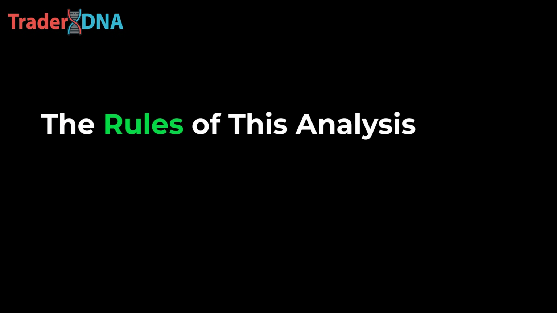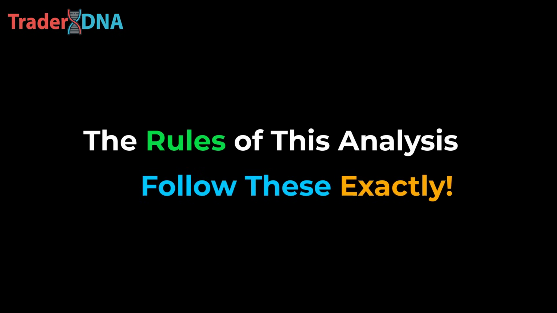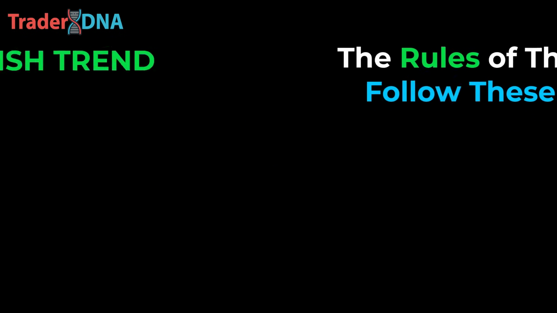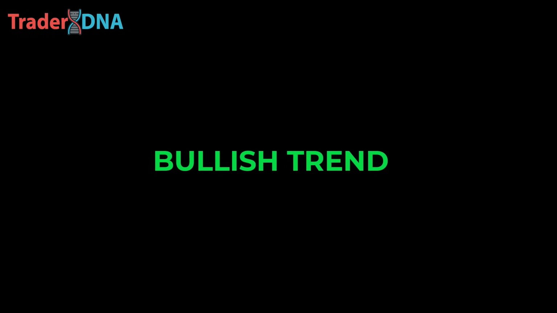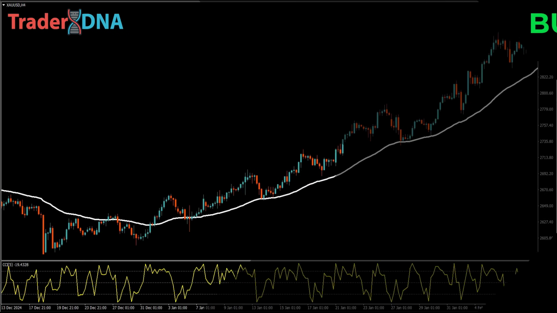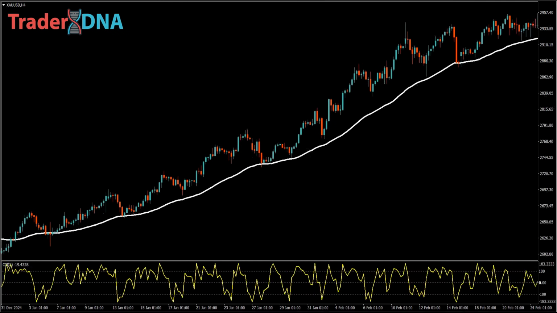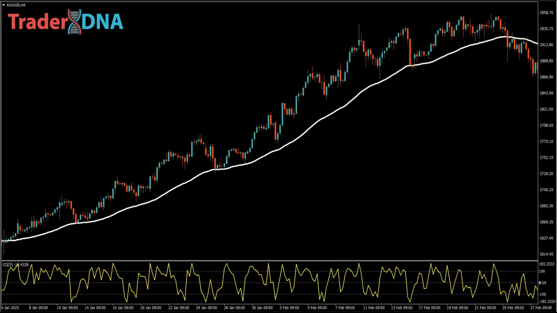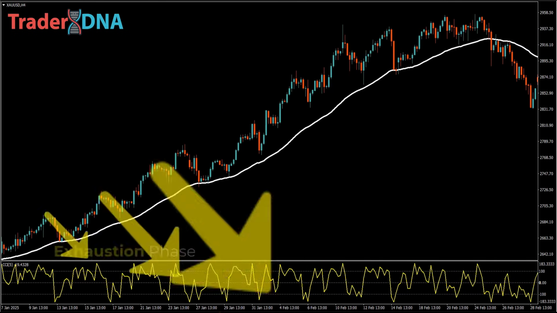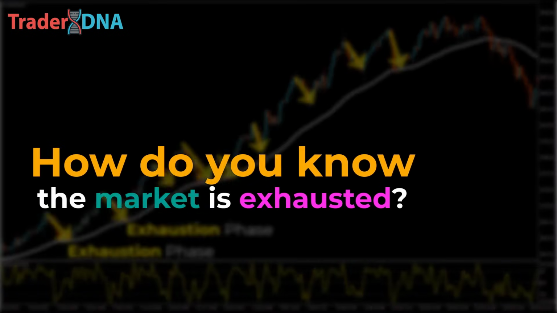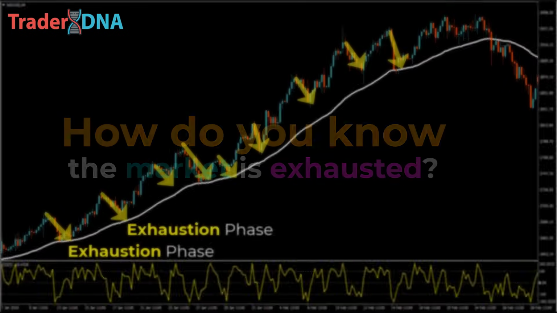The rules of this analysis, make sure to follow them exactly. 1. For a bullish trend, if the market is in a strong bullish trend, which you can confirm by checking that candlesticks are consistently moving above the 50-period EMA, then here's what you need to do. Wait for the market to enter an exhaustion phase. How do you know the market is exhausted? Look at the CCI indicator.